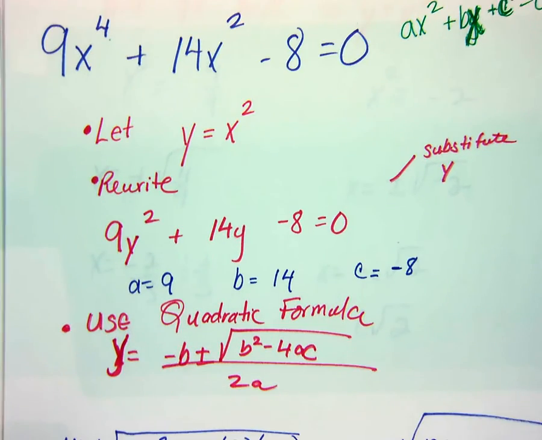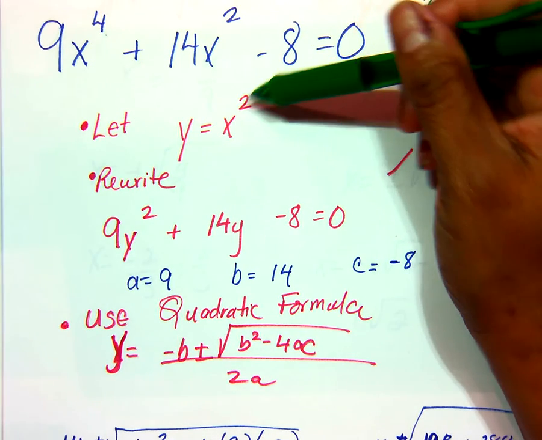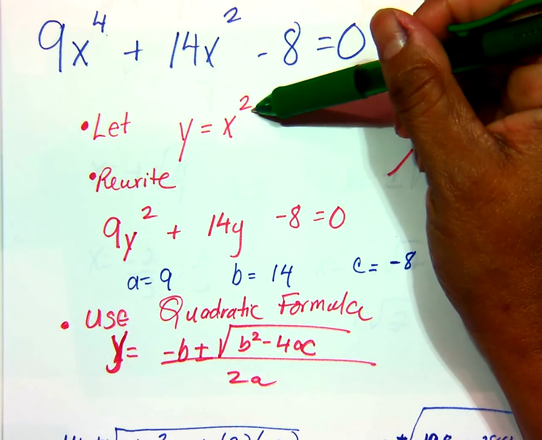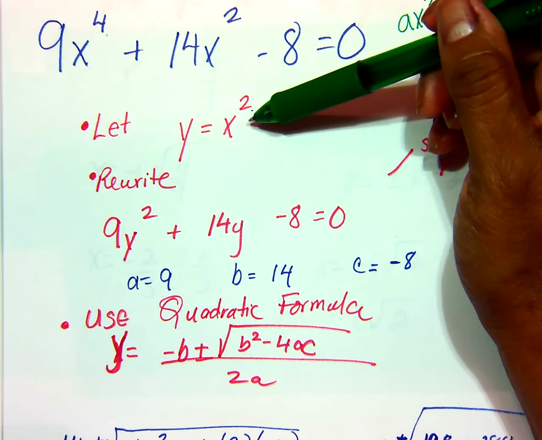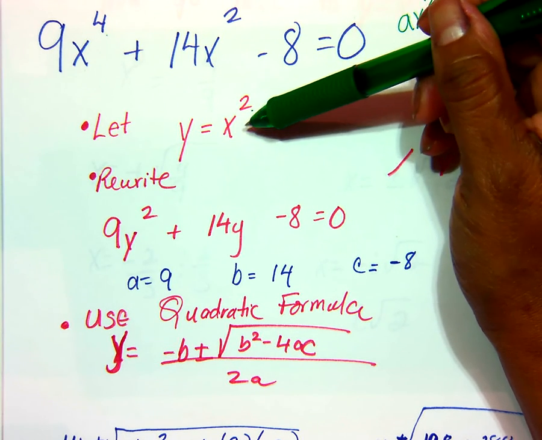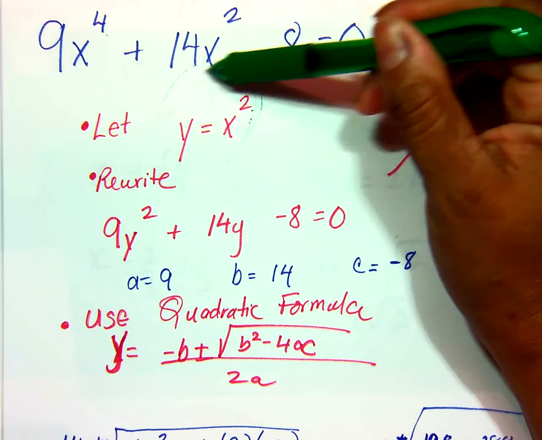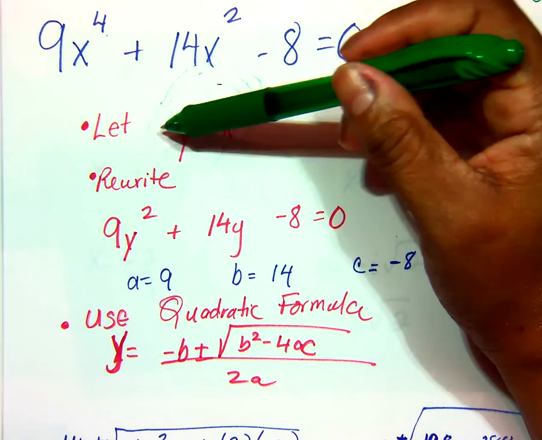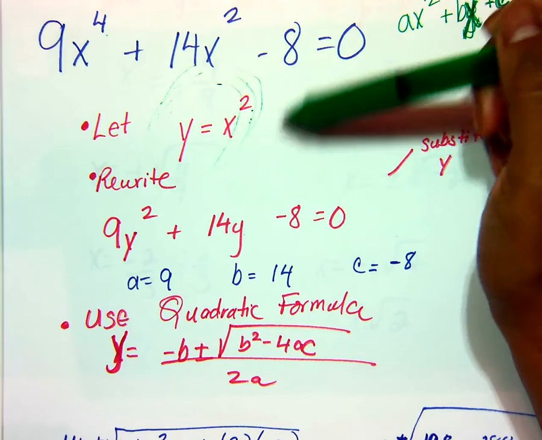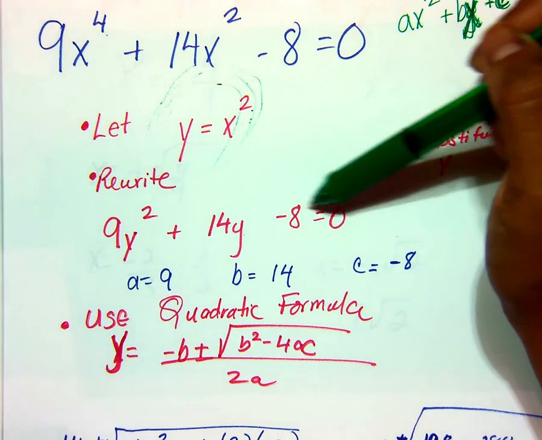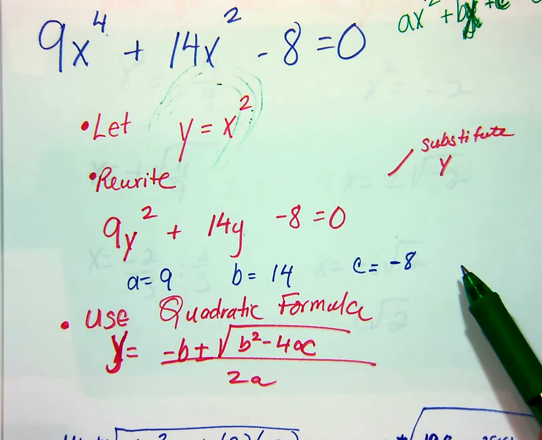So let's break this down. We're going to let y equal x squared, because that's what we're normally used to when we're using the quadratic formula, dealing with the trinomial. So wherever I see x squared, I'm going to replace it with y. So now I have 9y squared plus 14y minus 8 equals 0. Notice how these two do not have any variables or x's, so I don't have to substitute it.